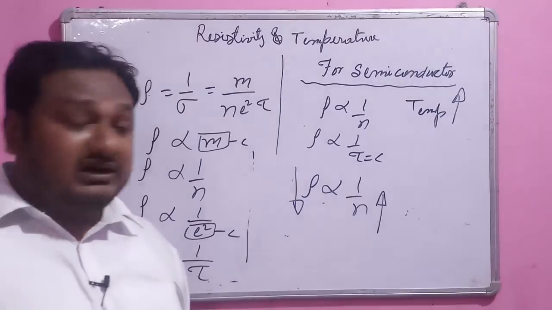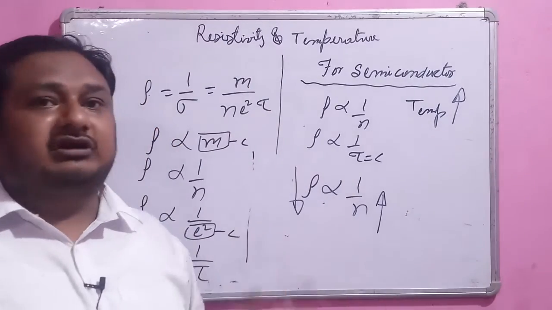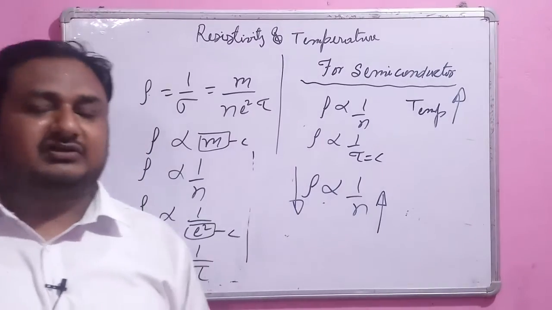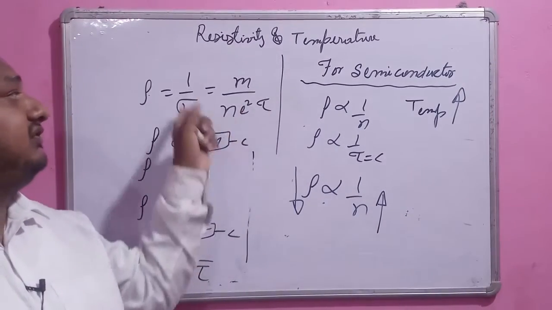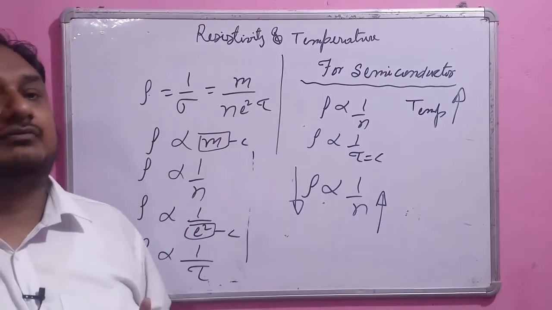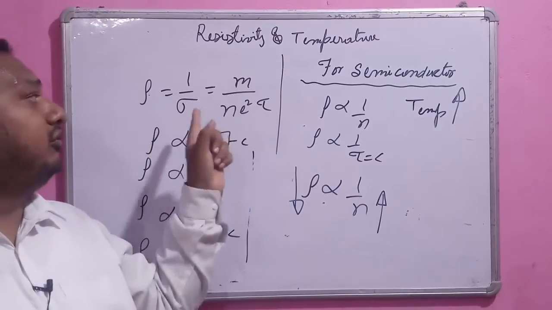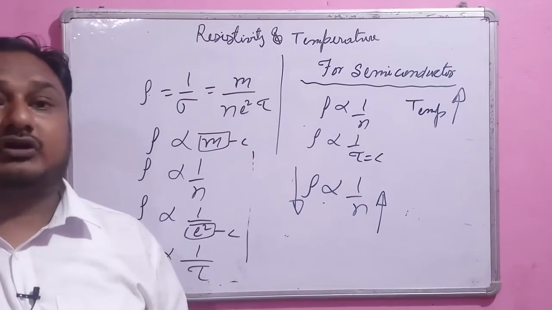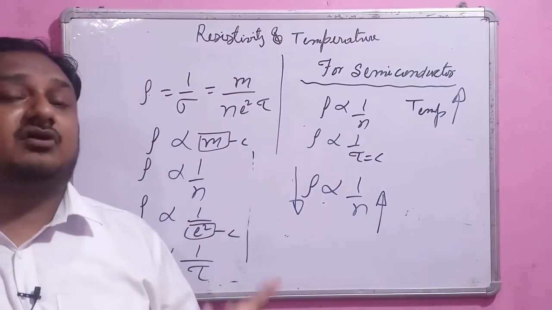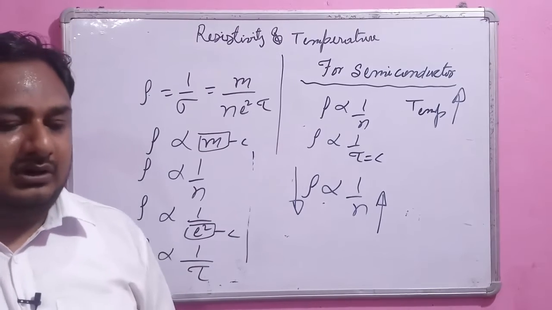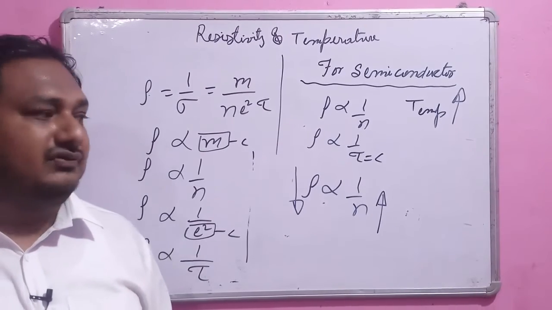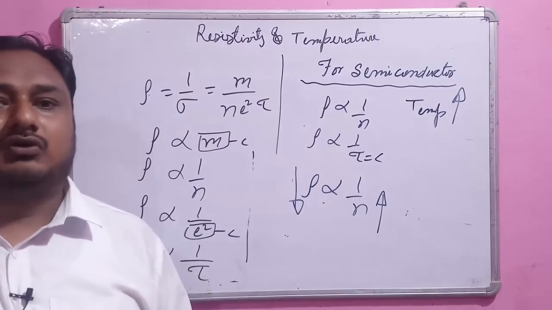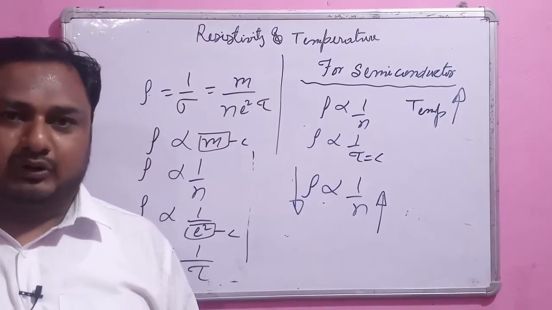And what about conductors? With the increase of temperature, the resistivity of a conductor will increase. So these are the two things we have learned in the light of this equation, rho equals m upon n e squared tau. That is the dependence of the resistivity or resistance on the temperature of a material. I hope you understand. Please learn it properly, and if you have any doubt, you can share it with me. Learn properly, students.